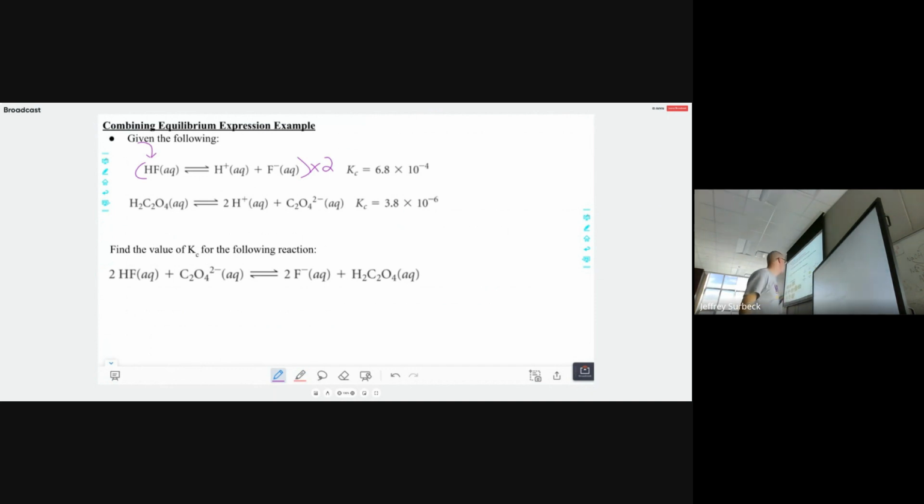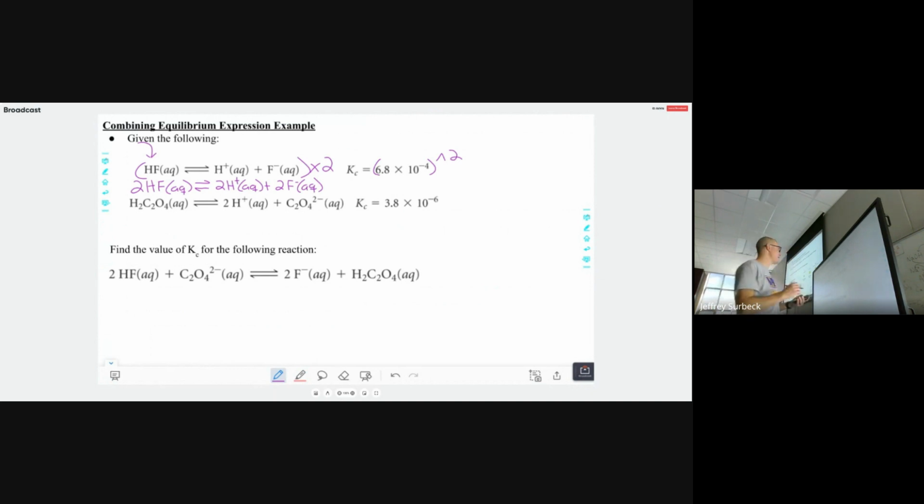However, since I multiply this equation by 2, I'm going to have to manipulate my K, okay? Let me write this down. I have 2HF, aqueous, and we draw our equilibrium arrows, and then 2H pluses, still aqueous, and 2F minus, also still aqueous. Instead of rewriting my equilibrium expression, all I have to do is take this number and raise it to that particular power. In parentheses, I'm going to take 6.8 times 10 to the negative 4th, and square that because I doubled the coefficients.